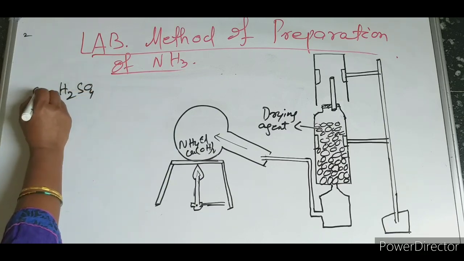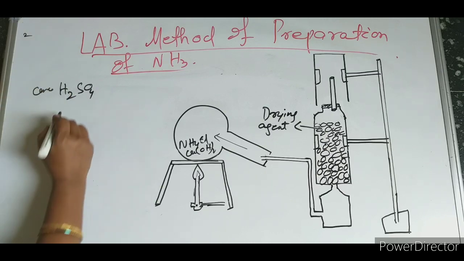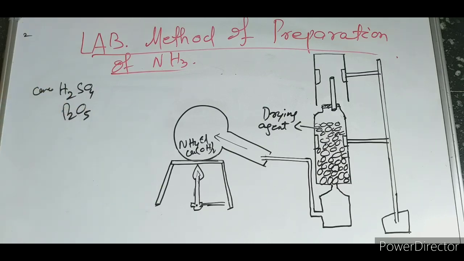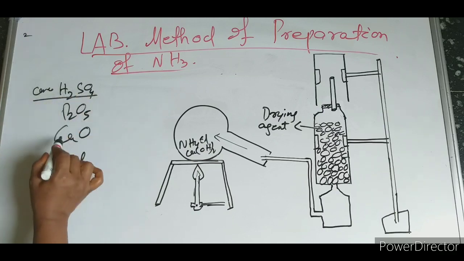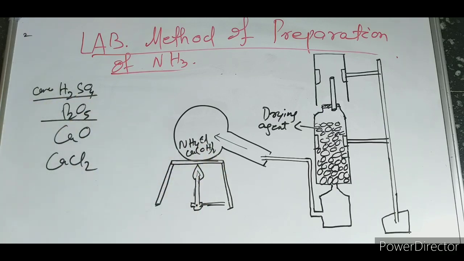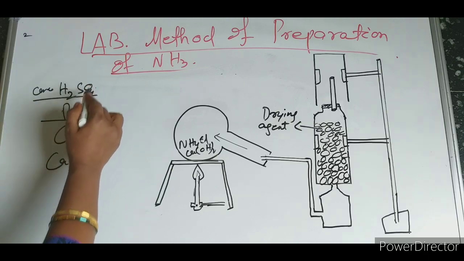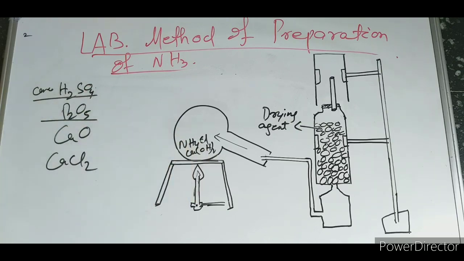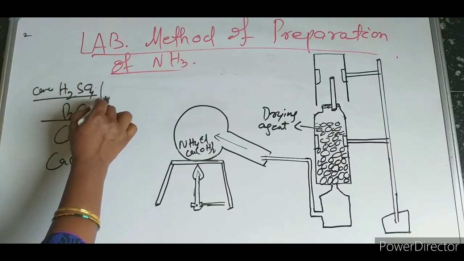We have many drying agents: concentrated H2SO4, P2O5, calcium oxide (quicklime), and anhydrous calcium chloride. Which one should we prefer for ammonia? Sulfuric acid and P2O5 are acidic in nature, and ammonia is basic in nature. Obviously, if an acidic drying agent is used, they will react and another product will be formed. That is why these two are rejected.